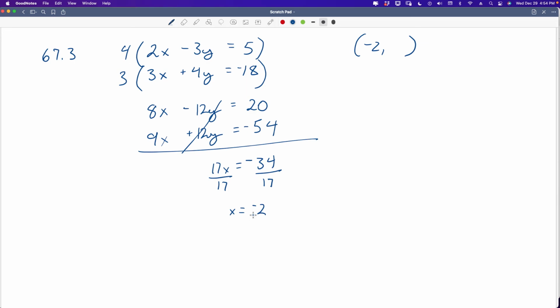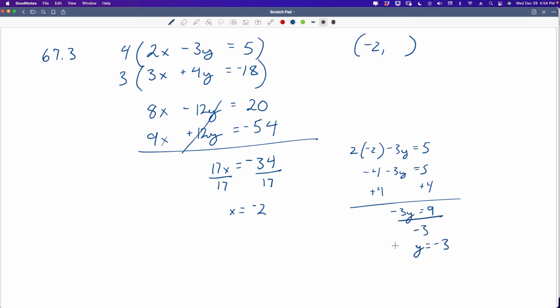And now we take this and sub it in. I'm going to sub it into this one. So we get 2 times negative 2 minus 3y equals 5. Negative 4 minus 3y is equal to 5. Add 4 to both sides. I get negative 3y is equal to 9. Divide both sides by negative 3. Y is equal to negative 3. So negative 2, negative 3, just like in the first problem.